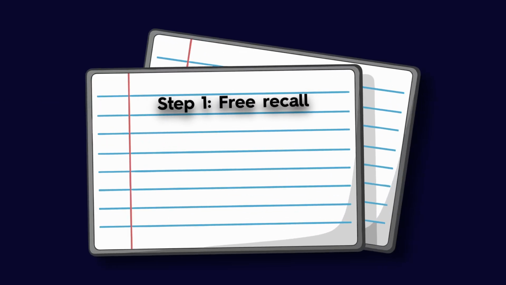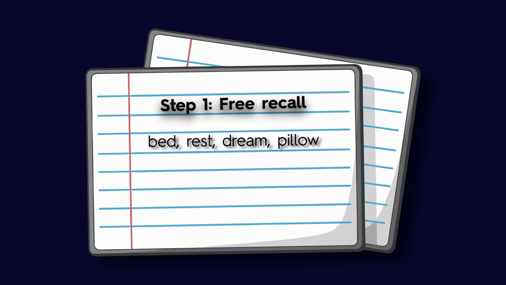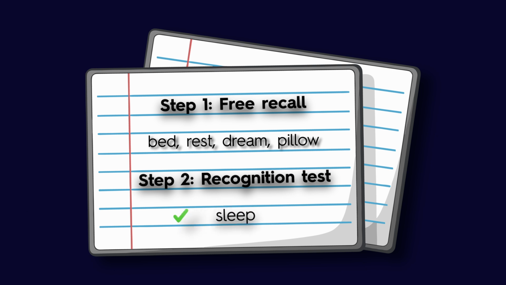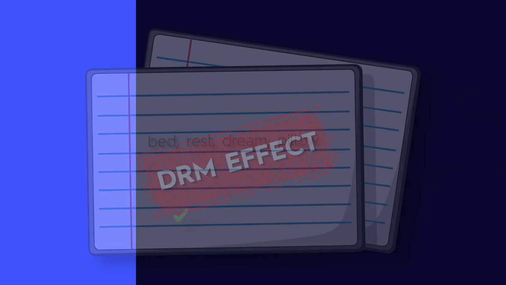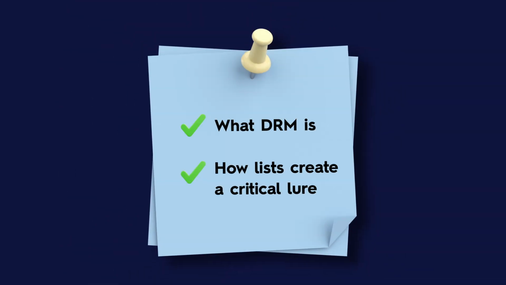What happens next? First, people try to recall as many words as they can. Later, during recognition, many confidently endorse the missing lure, sleep, as if it truly occurred. That pattern is the signature of the DRM effect. So far, you've seen what DRM is and how a related word list sets up a critical lure.